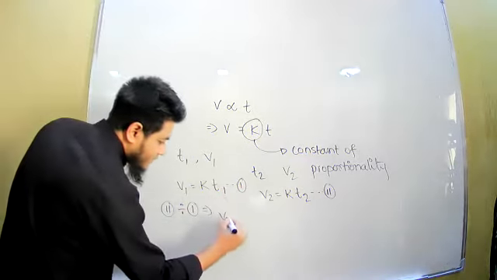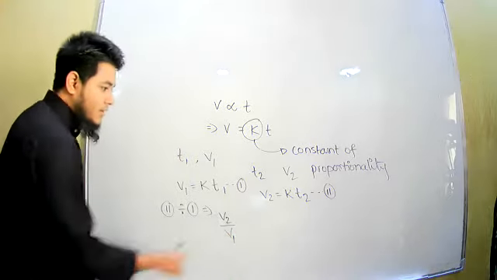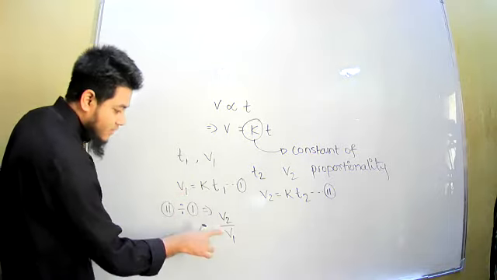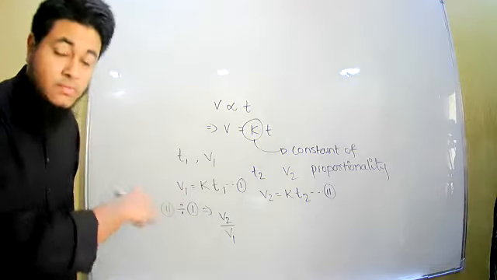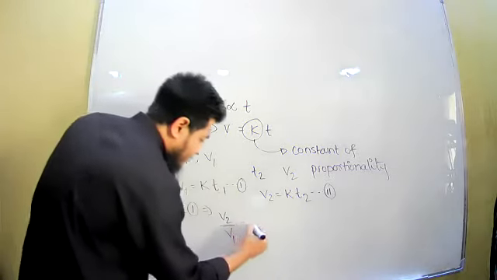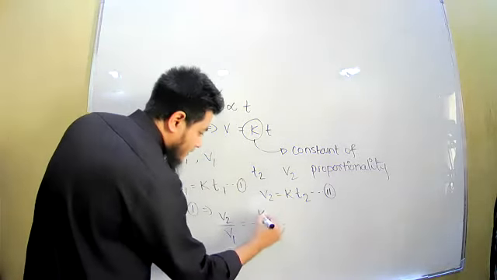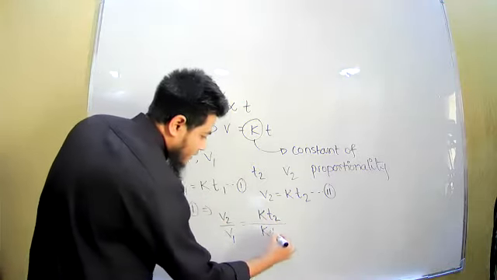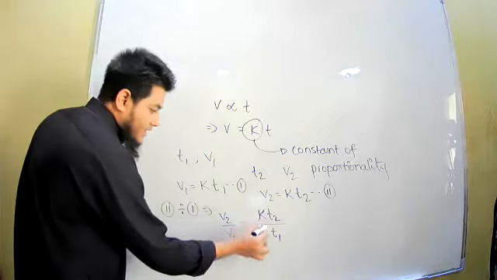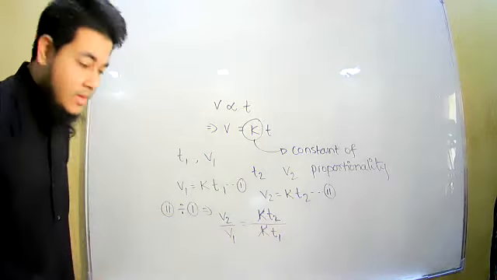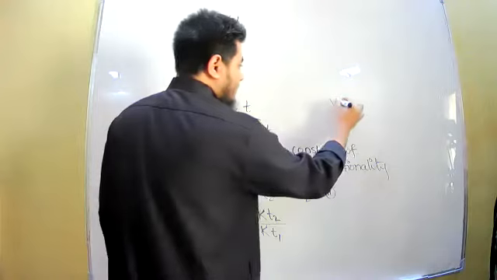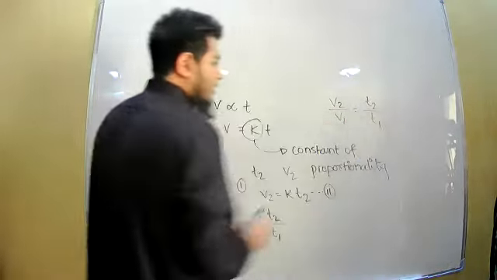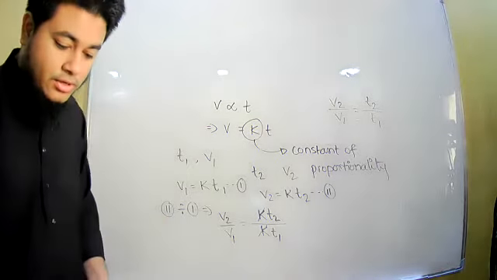So I can write v2 divided by v1, right? Because equation 2 is v2 and then divided by equation 1, that is v1. So we have written the left hand side. What about the right hand side? Right hand side will be equal to kt2 divided by right hand side of equation 1, kt1. So k and k, we can cancel them. Then this equation will become v2 by v1 is equal to t2 by t1. Okay, this is a very important equation.